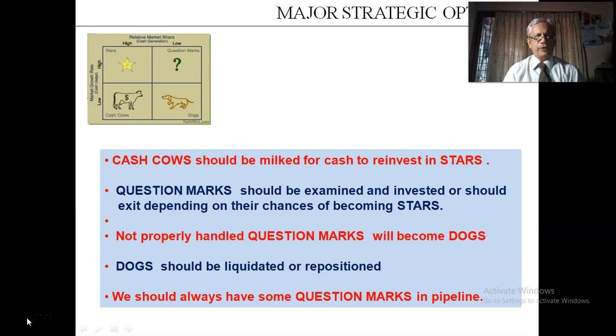But one important point is that we should always have some question marks in the pipeline, because unless you have question marks in the pipeline, tomorrow you may not be able to have stars and you may not be able to have cash cows the day after tomorrow. So you have to continuously keep some question mark businesses in your portfolio and keep studying them and try to mature them into star businesses.